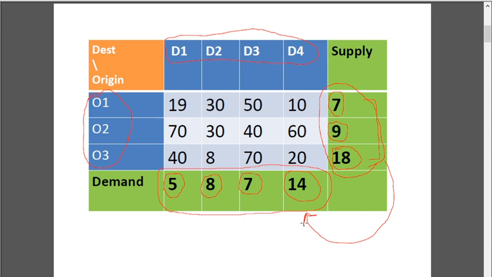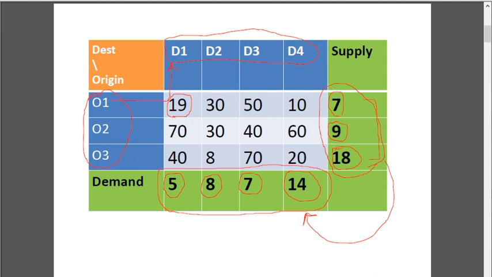So this is the transportation problem, and these inner cells represent the unit cost for transporting a commodity from a source to destination, or else from an origin to destination. For example, from origin 1, if I want to transport something to destination 1, then for a unit of the commodity transferred, the transportation cost would be 19. So if I transfer 5 units, then the cost would be 19 into 5.